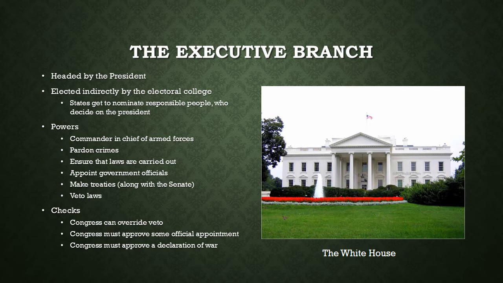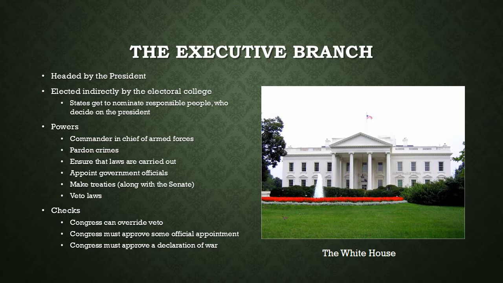The checks on the government, or on the president's power, are that Congress can override a presidential veto. Congress must approve official appointments. So if the president nominates a judge that the Congress doesn't like, Congress can just vote down that judge, and the president would have to nominate somebody else.